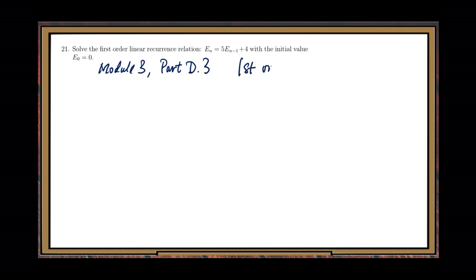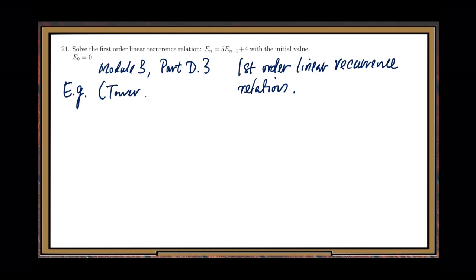So it's a first order linear recurrence relation. At that time, we used a simple example. Let's recall that simple example. That example comes from the Tower of Hanoi problem.